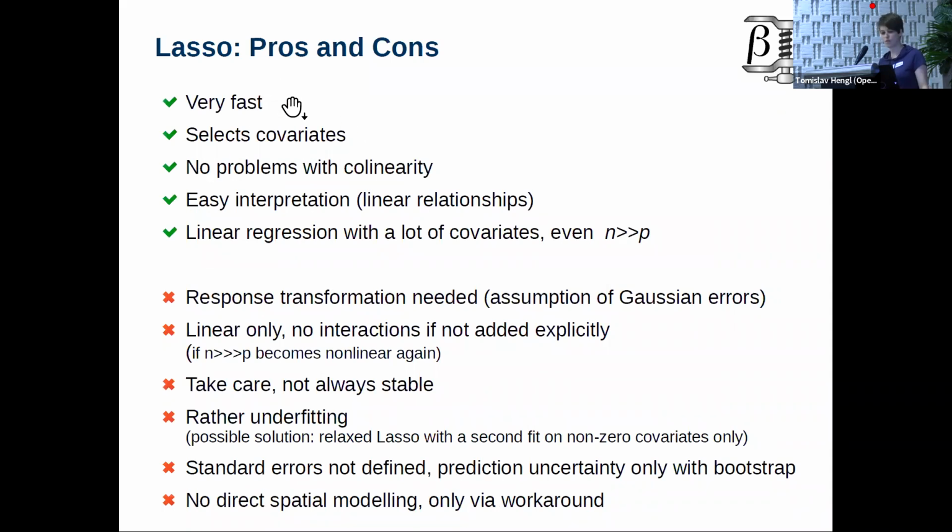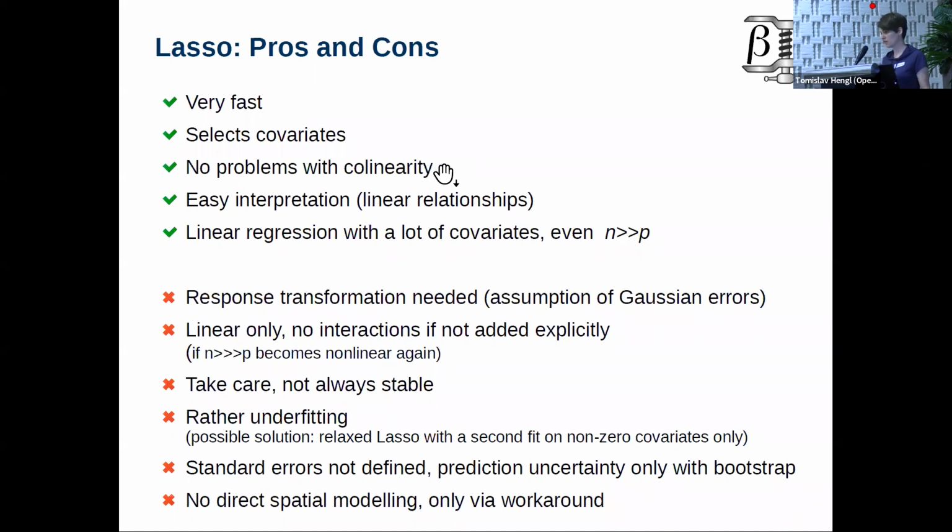As a tool, the pros and cons of Lasso: it's very fast. The algorithm implemented behind it operates very fast, even on large data sets. It selects covariates as it puts coefficients to 0.